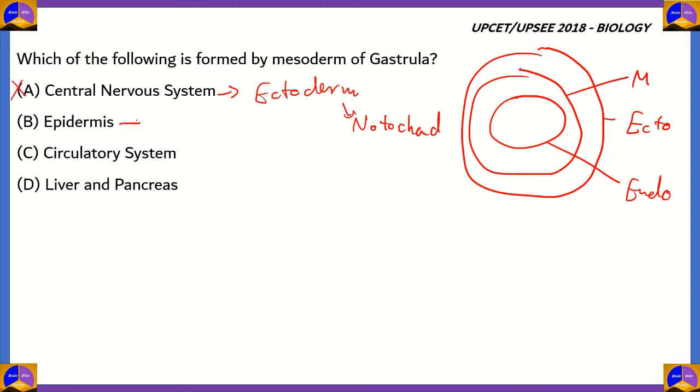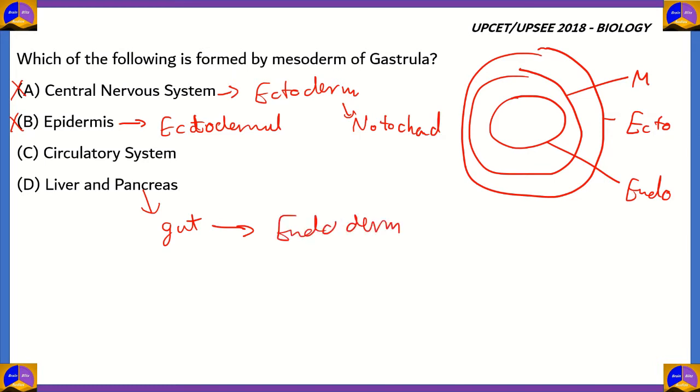Option B, epidermis. This is the outer layer of the skin, and it was formed from the outer layer of the embryo. So therefore, epidermis is also ectodermal in origin. That means option B is incorrect. Option D is liver and pancreas. These are part of the gut or the digestive system, and the parts of the gut are formed from the endoderm. So option D is also incorrect.